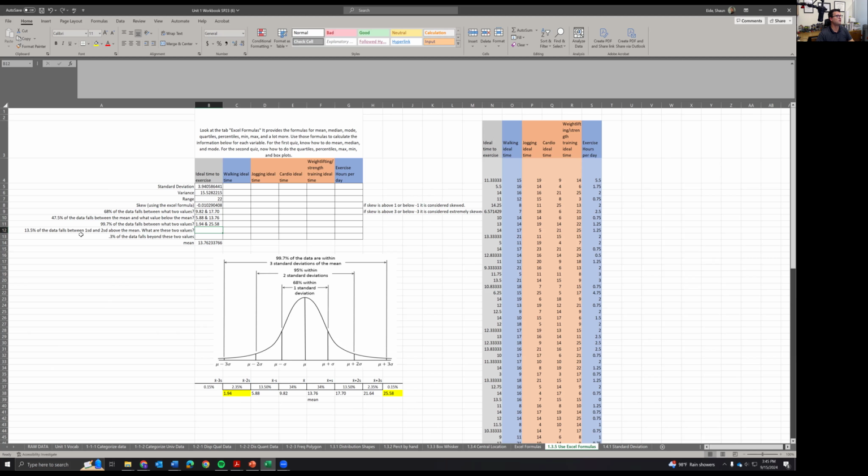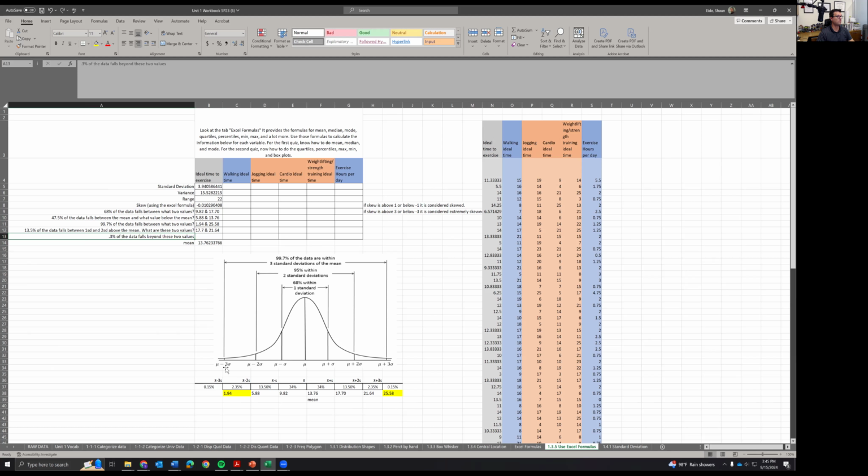Okay. And then 13.5% of the data falls between one standard deviation and two standard deviations above the mean. What are those two values? So 13.5% fall between one standard deviation above the mean and two standard deviations above the mean. So those two values are one standard deviation above the mean, 17.7, and two standard deviations above the mean, 21.64. So we're going to put 17.7 and 21.64.